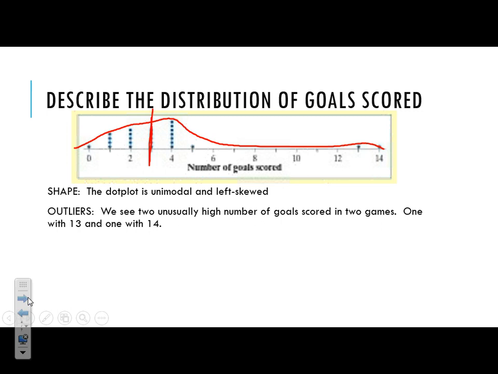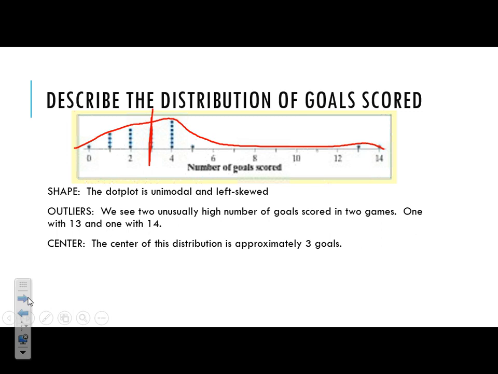That brings us to the center. Well, we already kind of identified the center. We're just going to simply say the center of this distribution is approximately 3 goals. We haven't done any calculations, right? That's just our impression as we look at the data. So again, very simple sentence to write out.